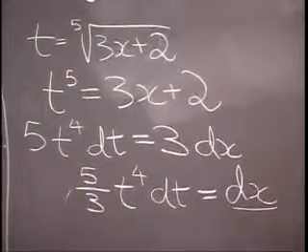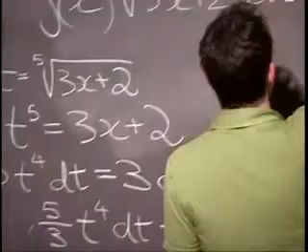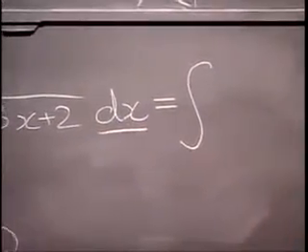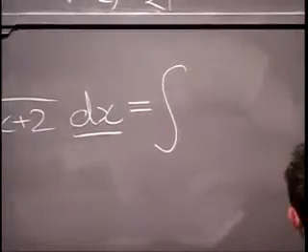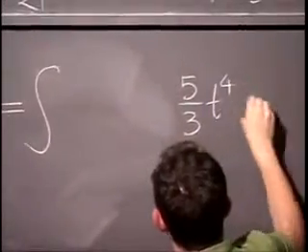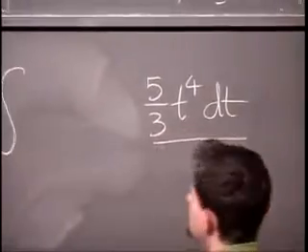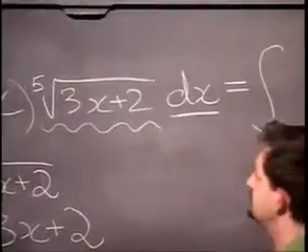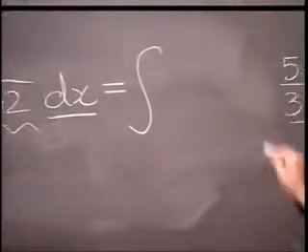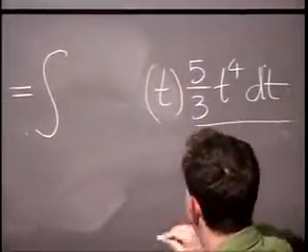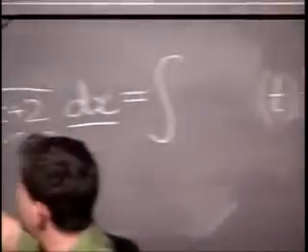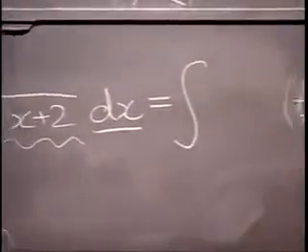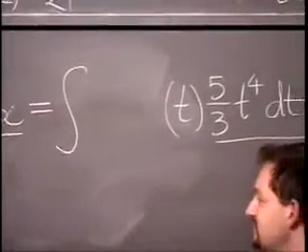In fact, let's start migrating this integral over to t-land. The dx piece, which I'll underline like this, is going to be 5/3 t to the fourth dt. How about this? That's just t. But we still got to deal with this. We've got to migrate that factor of x over to t-land.